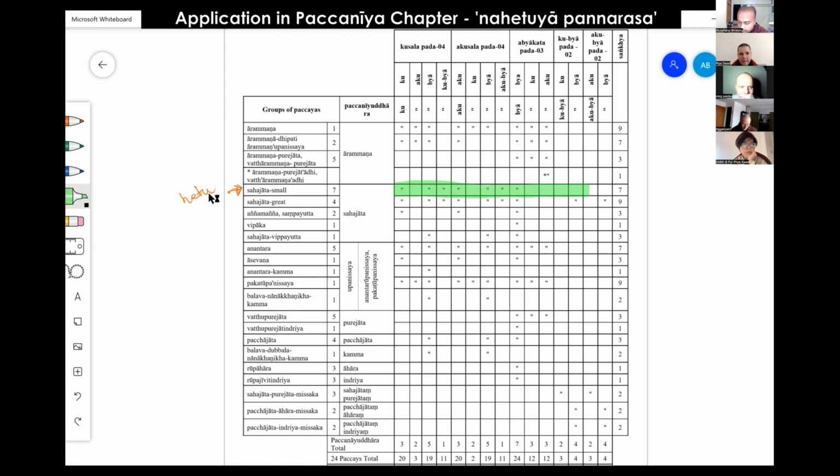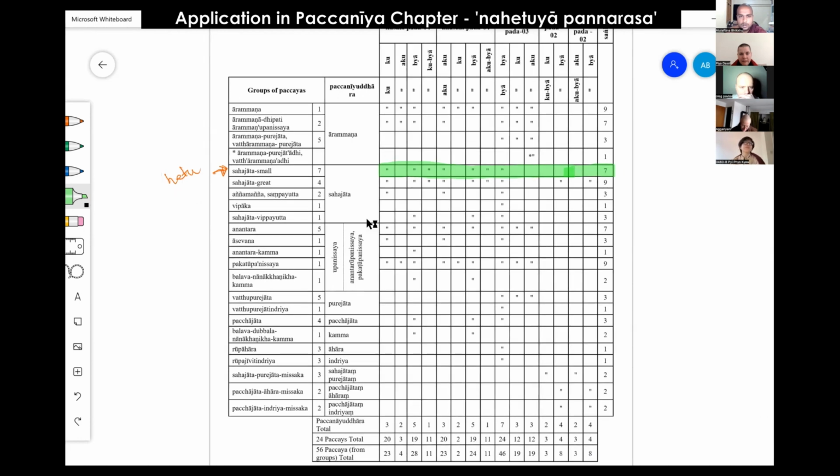And we are looking at this line, right? These 7 paccayas, so the 7 combinations. So from now, how many Vissajjanās are there in total for the Paccanīyuddhāra, for the Vibhangavāra? There are 15 in total, right? For hetu, how many Vissajjanās are there? Shown here, right? 7 is shown there, right?